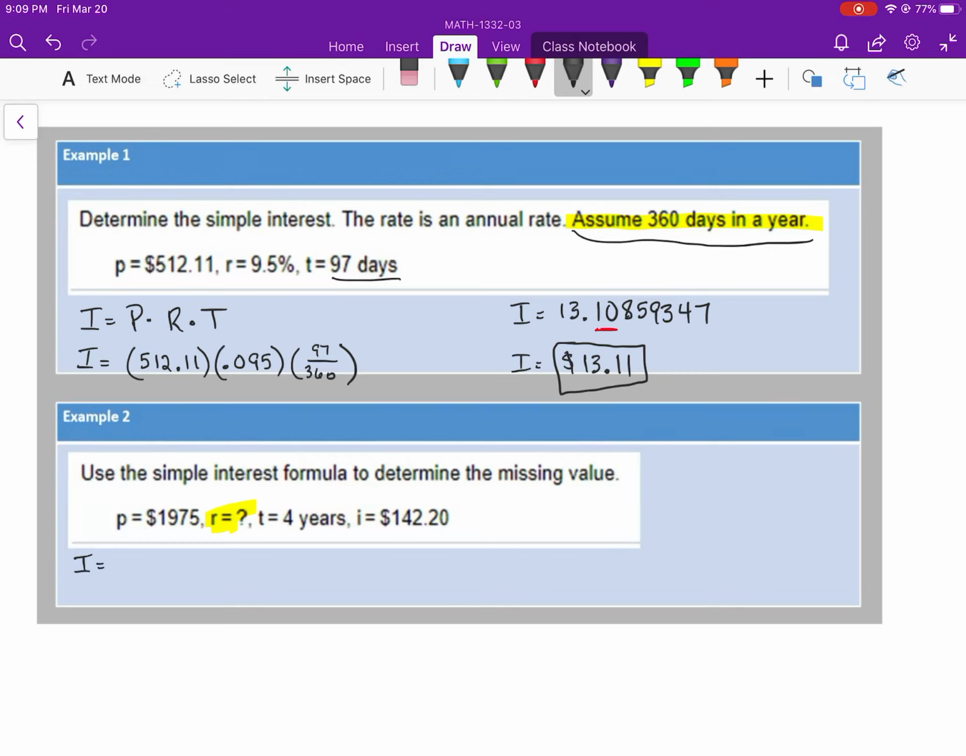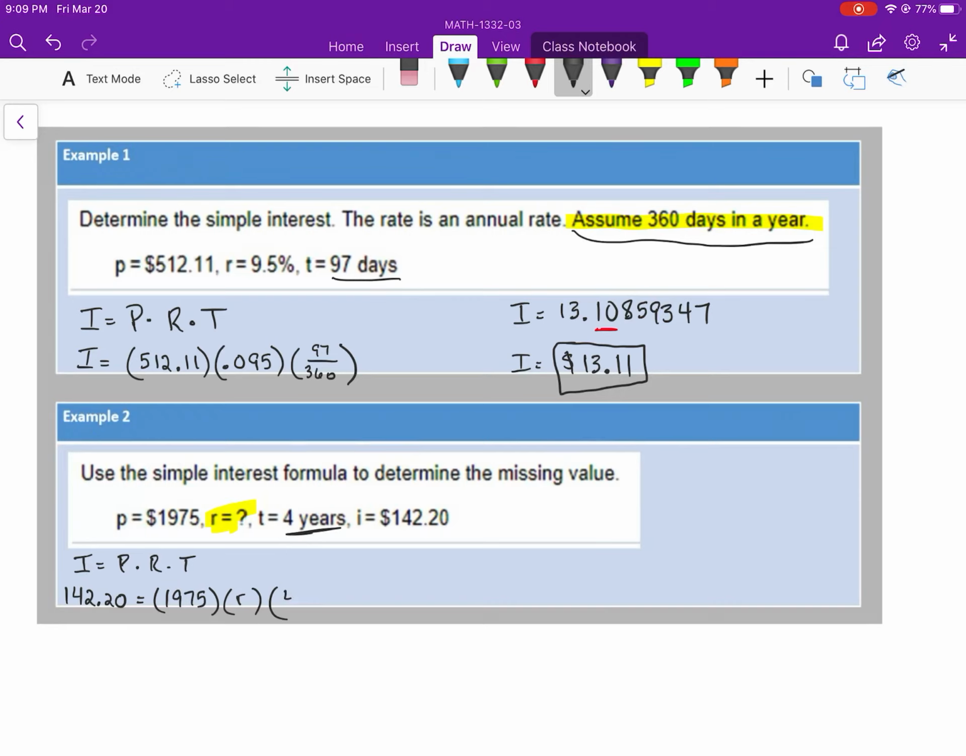I equals P times R times T. Okay, now this time they give us I. So this is $142.20 equals the principal of 1,975. Okay, so we know P. We don't know R, so I'm just going to plug that in like a variable, R.